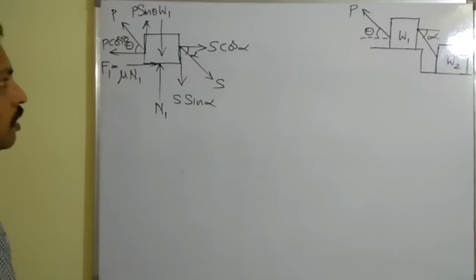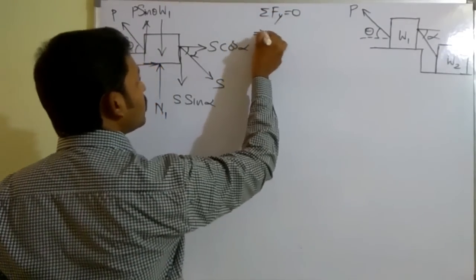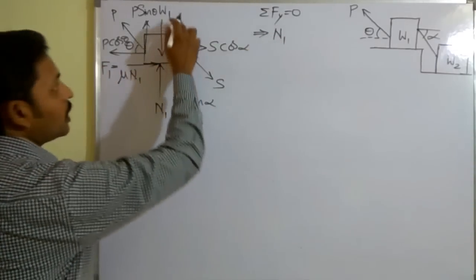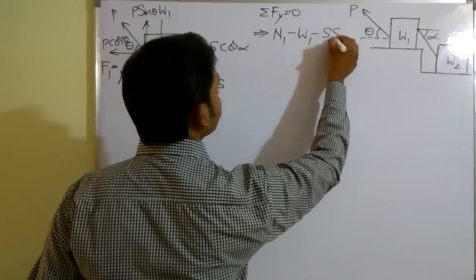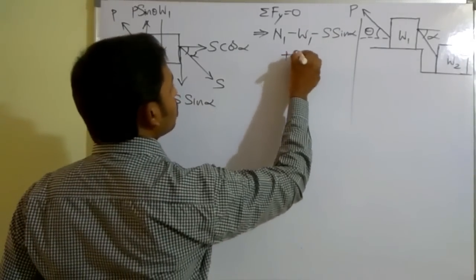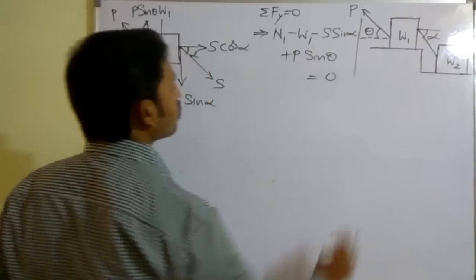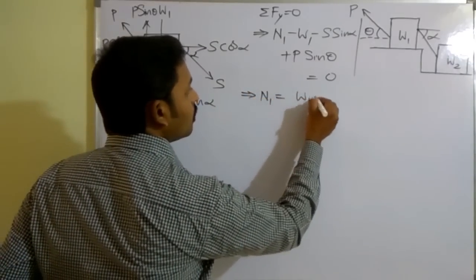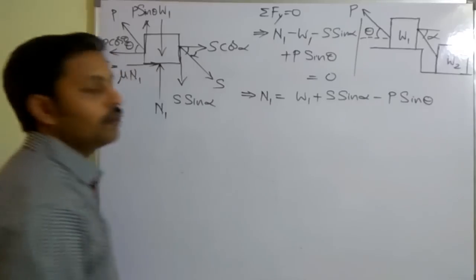Applying equations of equilibrium, considering sigma Fy equal to 0, the algebraic sum of force components along the y direction is equal to 0. N1 acting vertically upwards, minus W1 acting vertically downwards, minus S sin alpha acting vertically downwards, plus P sin theta acting along positive y direction, no other forces, equal to 0. From this, N1 is equal to W1 plus S sin alpha minus P sin theta. This is the value I got for N1.